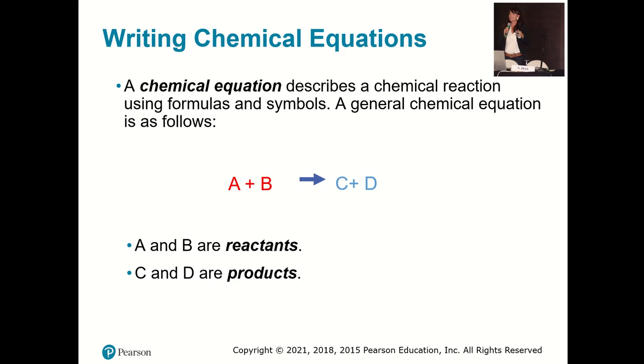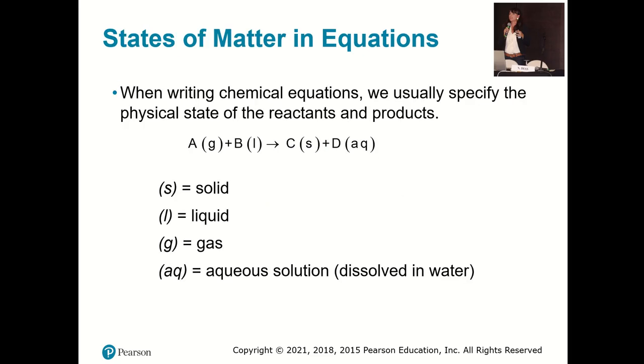A chemical equation describes a chemical reaction using formulas and symbols. A general chemical equation is like this. We have the reactants and we have the products. We also specify the physical state of the reactants: solid, liquid, gas, and aqueous solution.